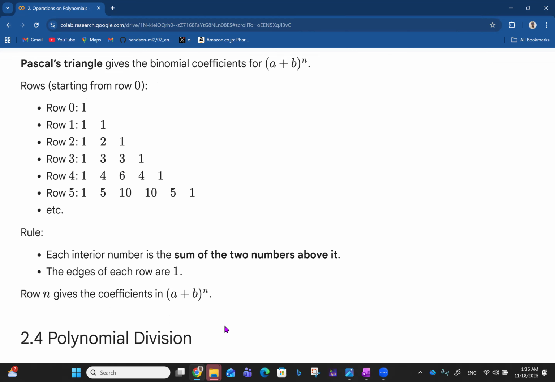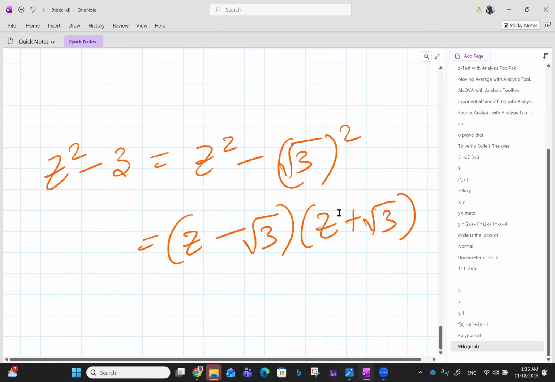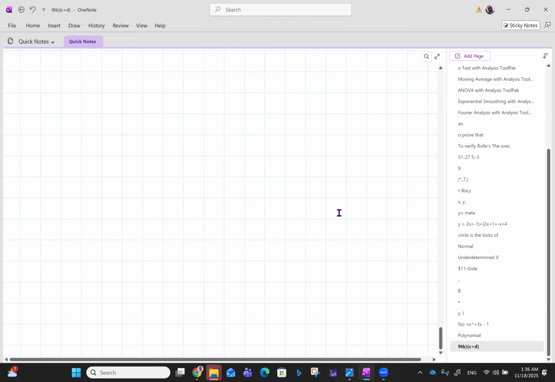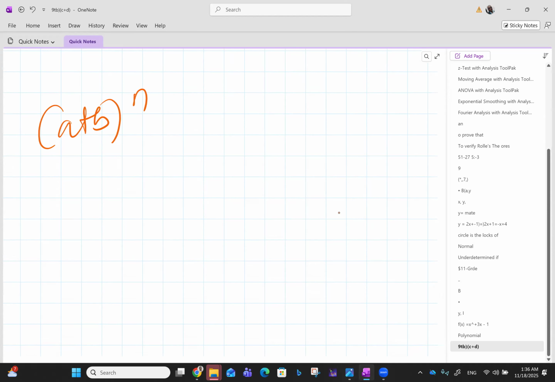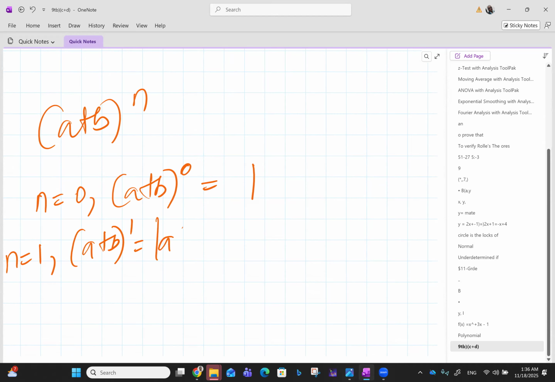Now, don't stress yourself. I know you're already wondering that you don't understand what I'm explaining, so I'm going to take charge of that. You're talking about (a + b) raised to power n, right? For n equals 0, (a + b) raised to power 0, anything raised to power 0 is 1. You already know that. Then for n equals 1, you have (a + b) raised to power 1, which is simply 1a plus 1b. So that's why you have 1, 1.